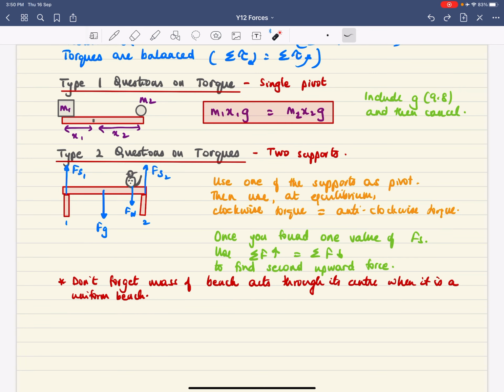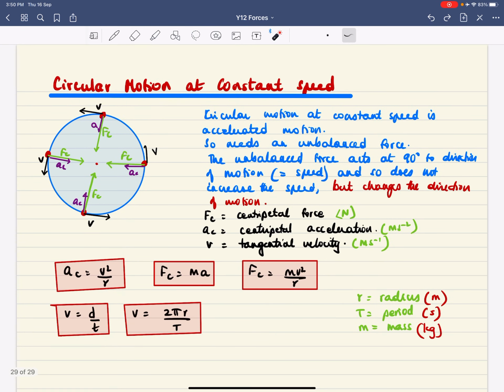And then the last part of forces is to do with circular motion. Now you've got circular motion at constant speed in level 2. It is accelerated motion even though it's going at constant speed, simply because its direction is changing. And if something is accelerating, there has to be an unbalanced force, and this acts in the same direction as your acceleration.